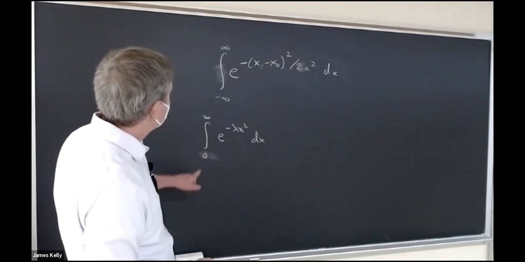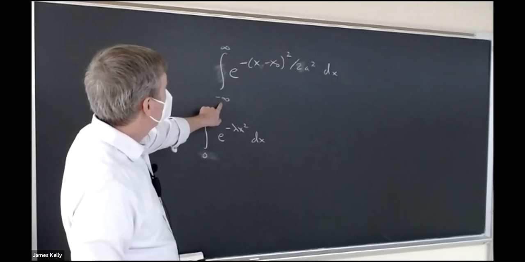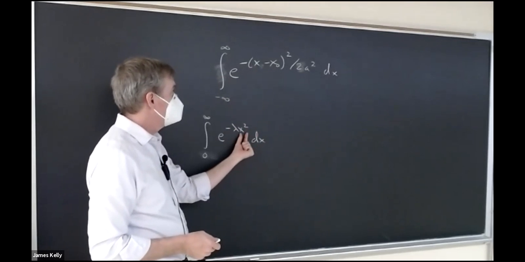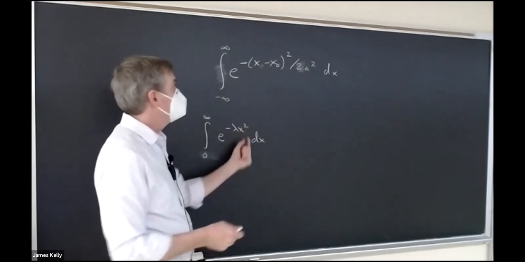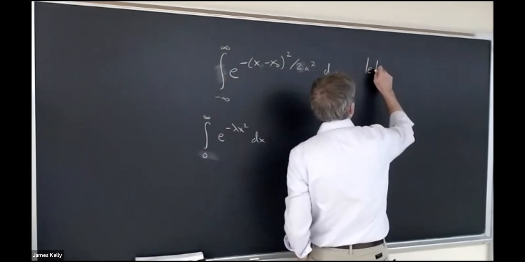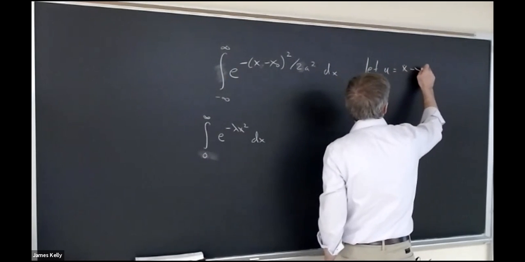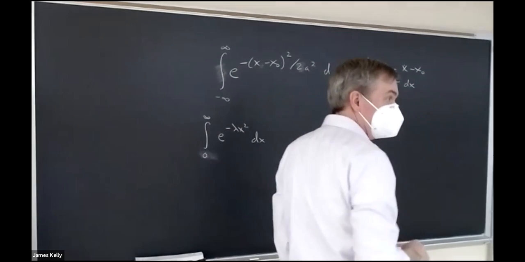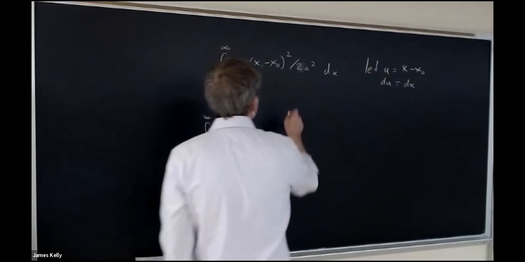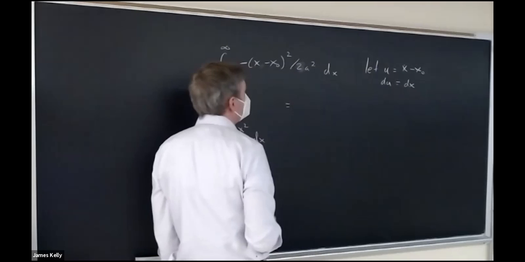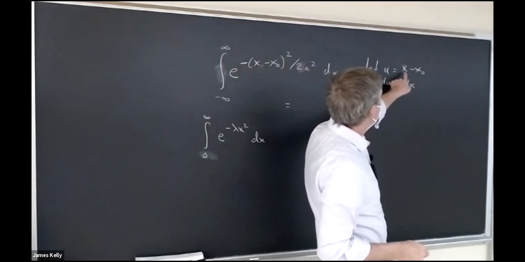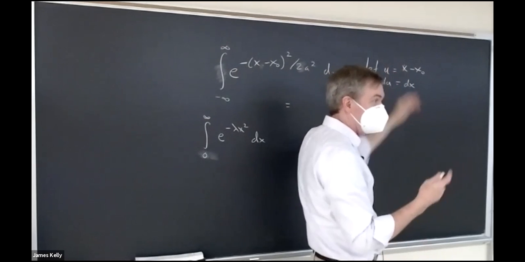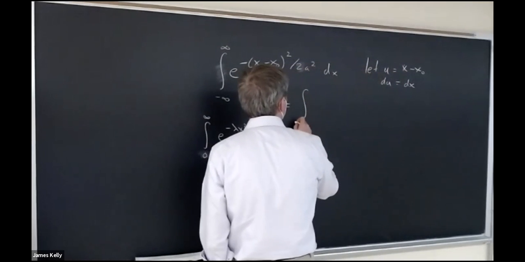So the idea is, first let's change variables, because it doesn't have an x minus x0 squared in this one. It just has an x squared there. So I'm going to do a u substitution. Let u equal x minus x0. Then du is dx because x0 is just a constant. So let's rewrite this integral in terms of u. When x goes to plus infinity, u goes to plus infinity. When x goes to minus infinity, u goes to minus infinity. So the limits are still from minus infinity to infinity.